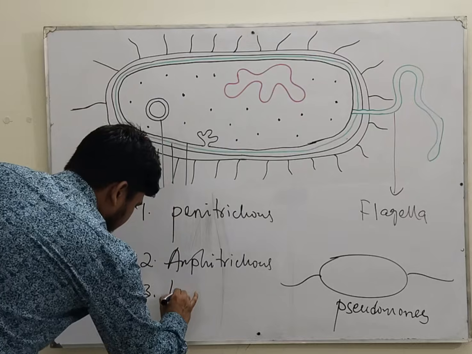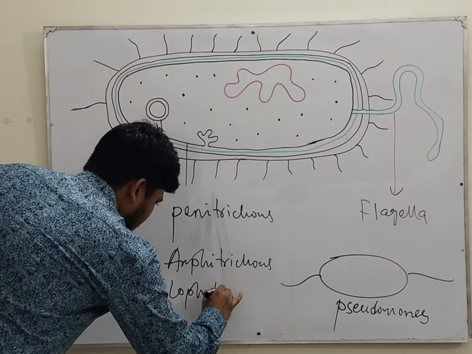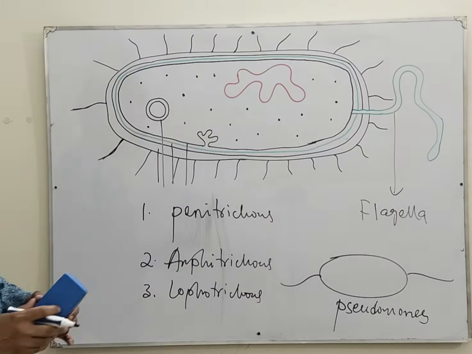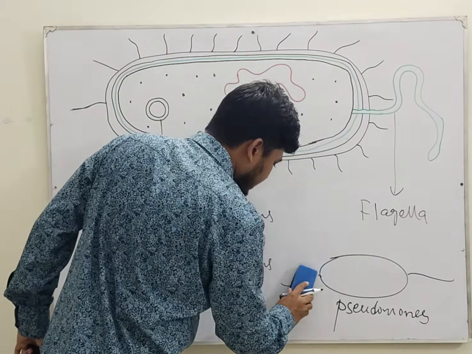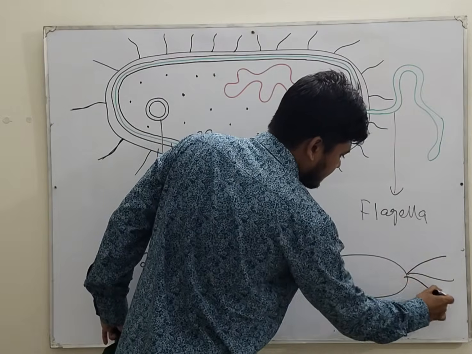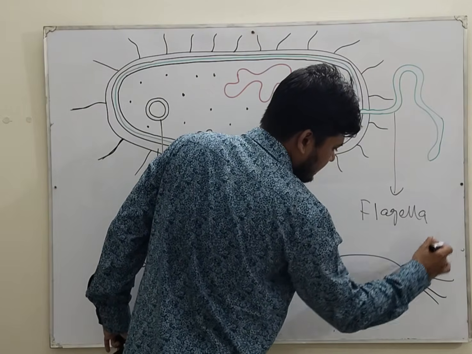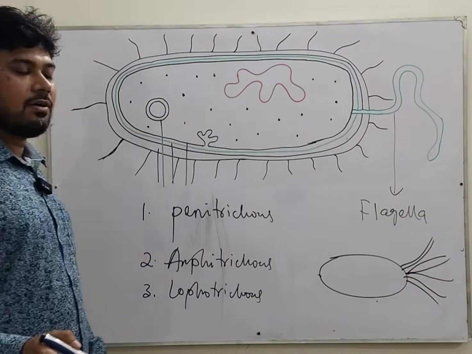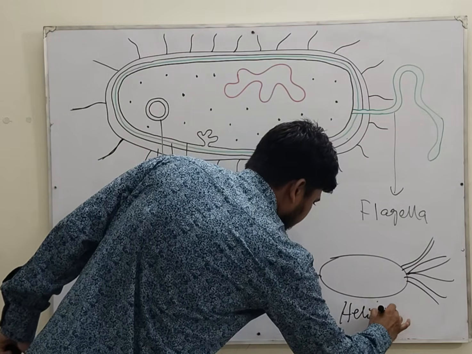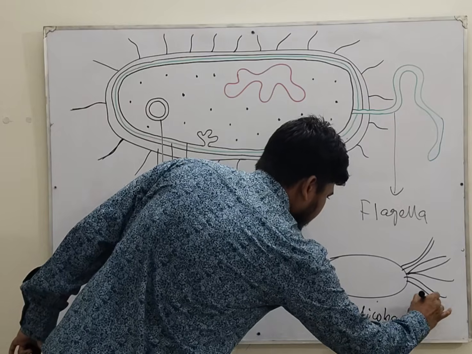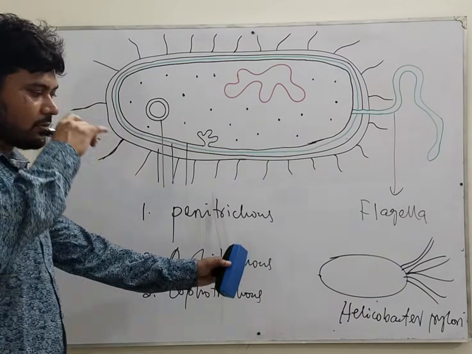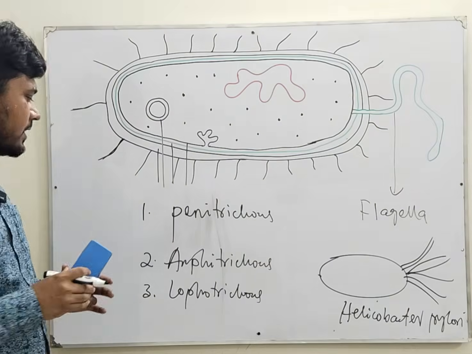Number three is lophotrichous flagella. Lophotrichous means there will be a tuft of flagella at one pole, a bunch of flagella at one pole. Example is Helicobacter pylori. This Helicobacter pylori has lophotrichous flagella.